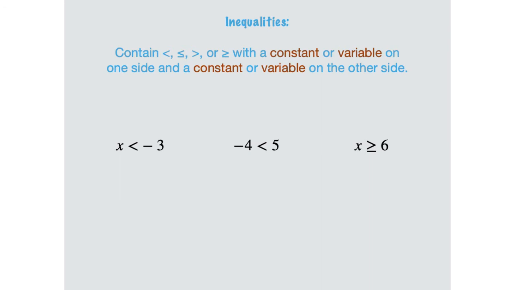So inequalities are just any sentence that has an inequality symbol, and then a constant or variables on both sides. Okay, so they don't have to have both on both sides, just one of them or both of them. And so these are all examples of inequalities.